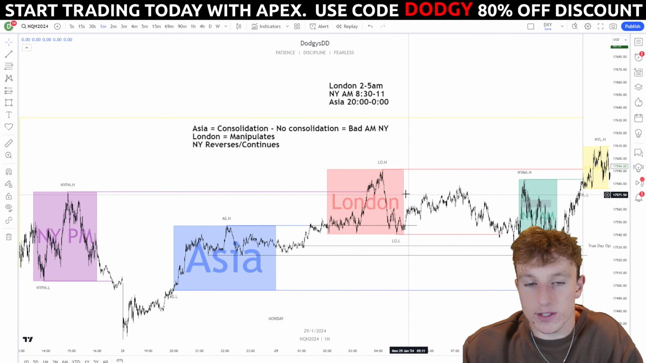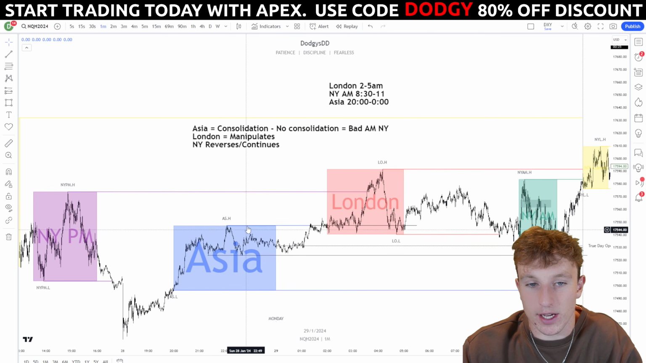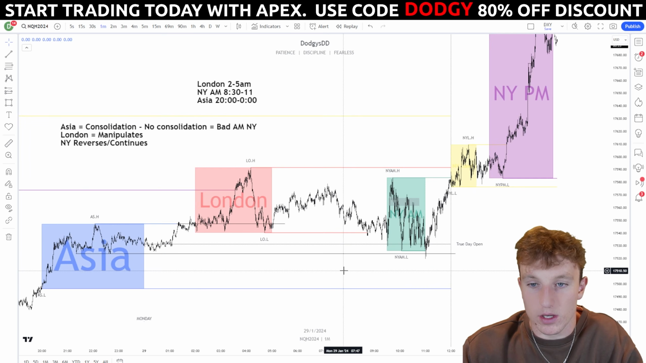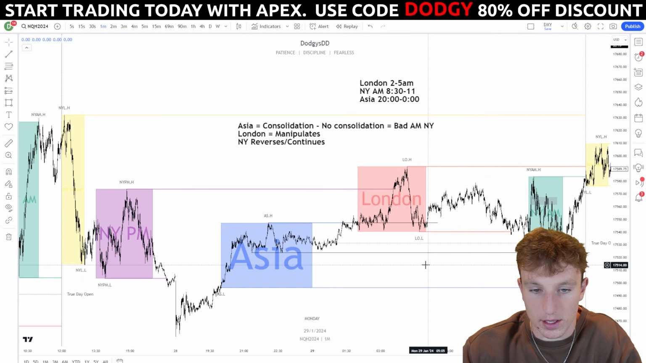However, if we get a short setup without taking out London high, and London high already took out Asia, keep in mind this is very confusing, I know, then New York will reverse. So I'm just going to go over a few examples so you guys can easily understand. I know it's a little complicated, but here's the deal.